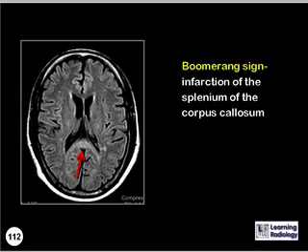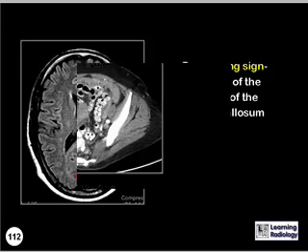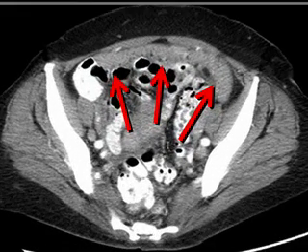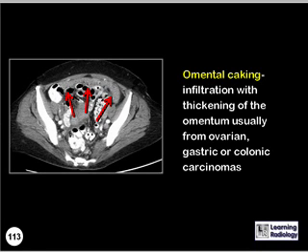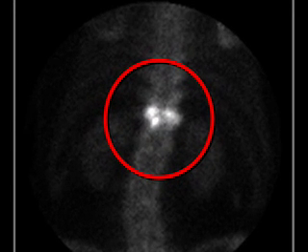What is the name given to this sign? This is the boomerang sign, which usually indicates infarction of the splenium of the corpus callosum. What is the descriptive name given to this appearance? This is omental caking, infiltration and thickening of the omentum, usually from an ovarian carcinoma, but also from gastric or colonic carcinomas as well.